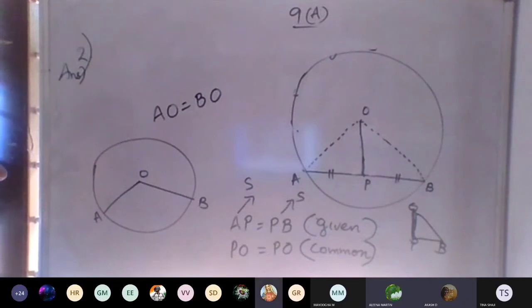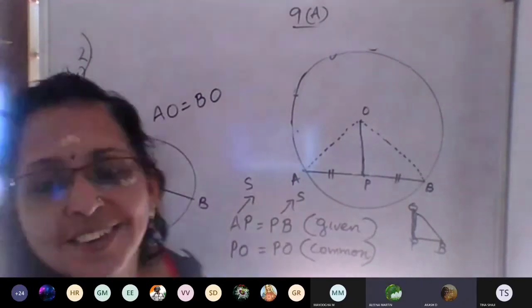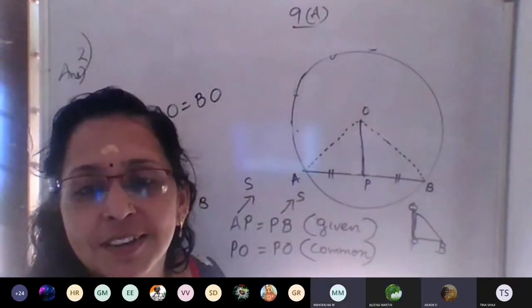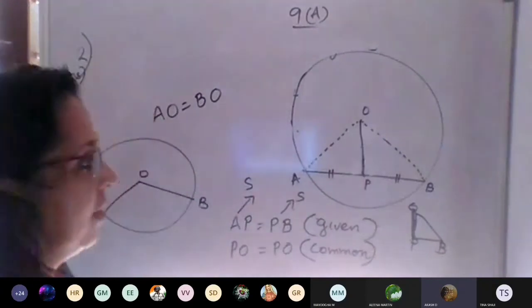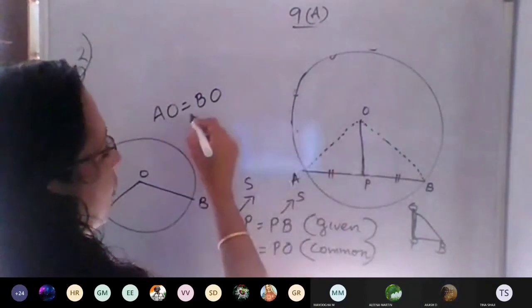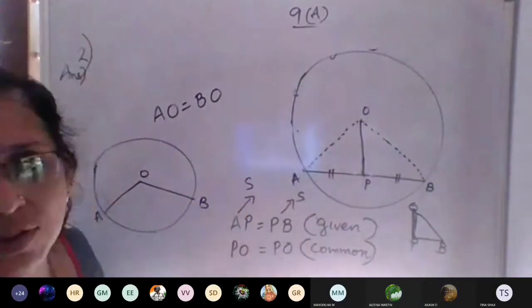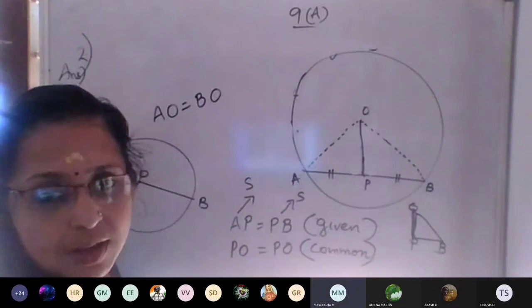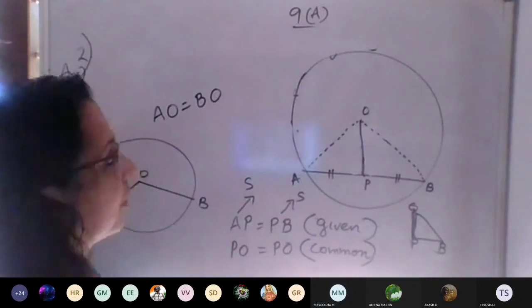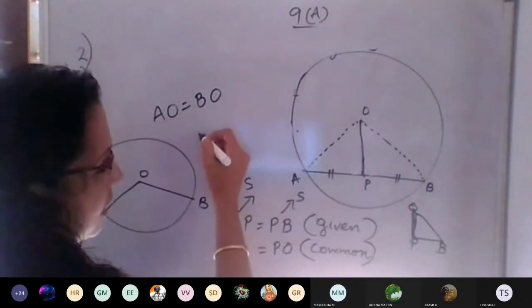Every line drawn to the center is equal. That is known as the radius. This is the radius. That means AO and BO are the radii of the circle. Radii are equal, same radius. AO is equal to BO.